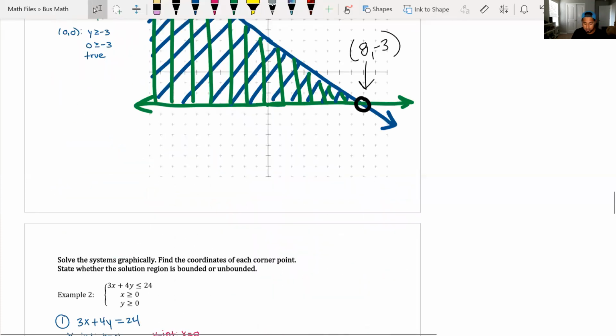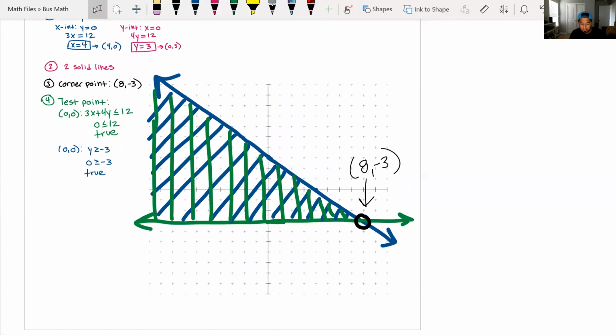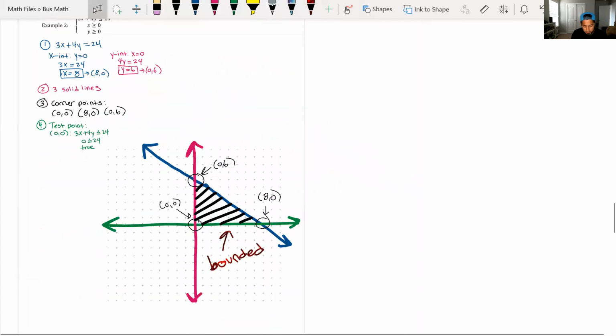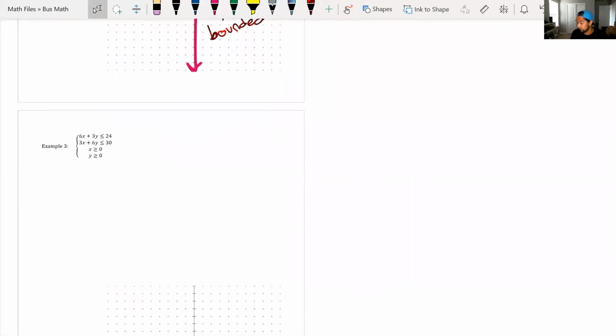If we look at the last one, since these arrows head off towards the left, the shadings will go on infinitely, which means I cannot draw a circle around them. This means that our feasible region will be unbounded. Okay, cool. Keep going.